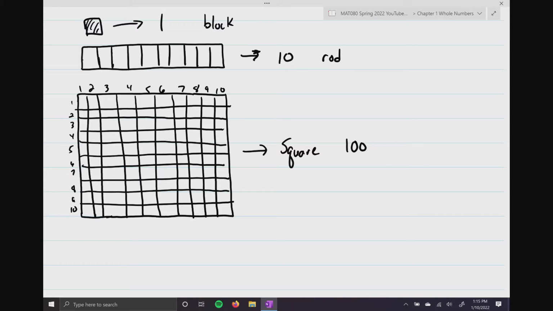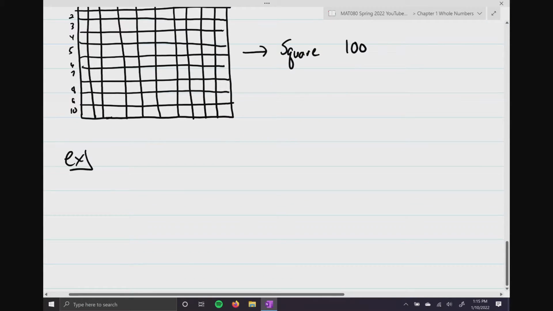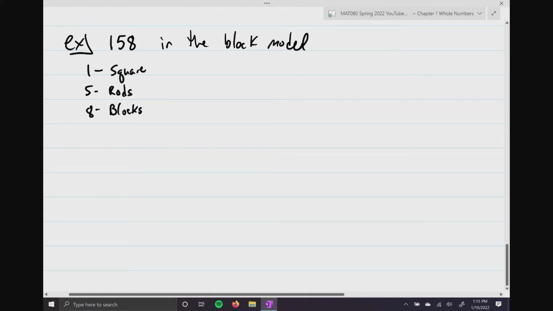So we can use this to our advantage because we can break down numbers very quickly. For example, let's say we wanted to look at the number 158 in the block model. Well, all you would have to do is draw a square and 5 rods. So let me write it out. We would need 1 square, 5 rods, and 8 blocks. So let me show you what that looks like.